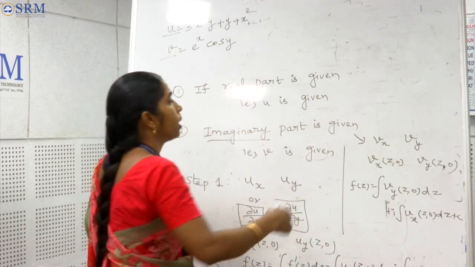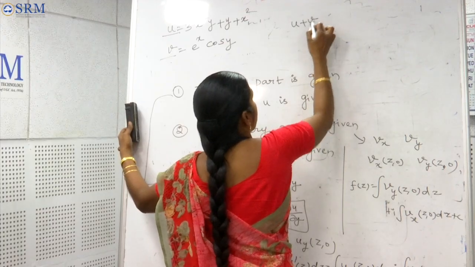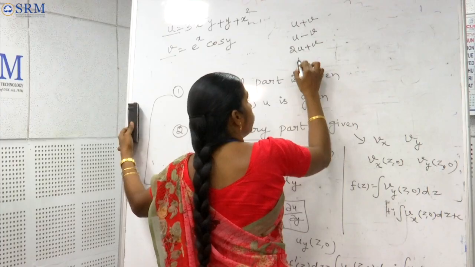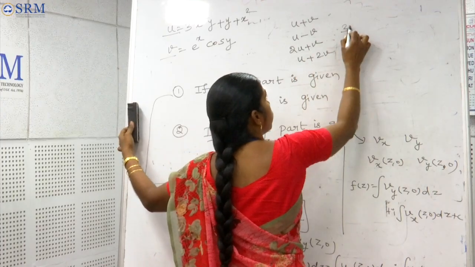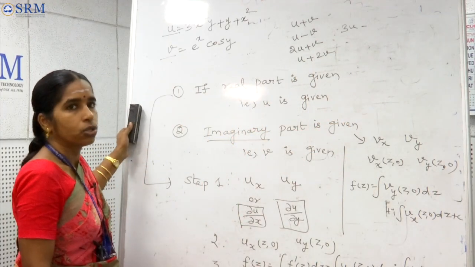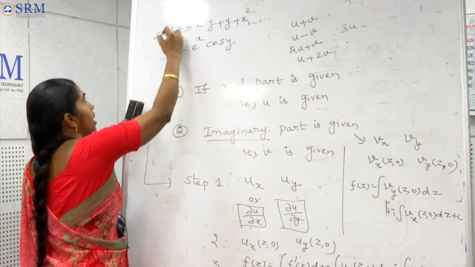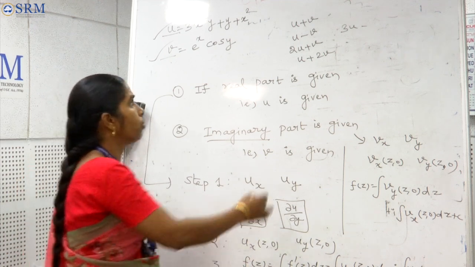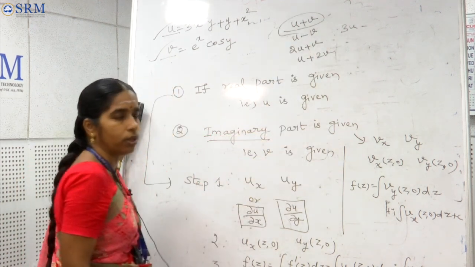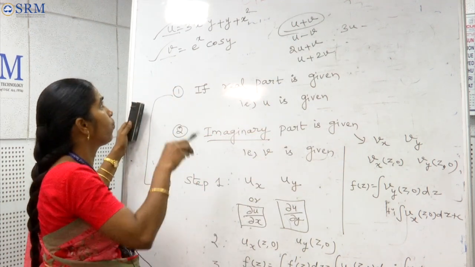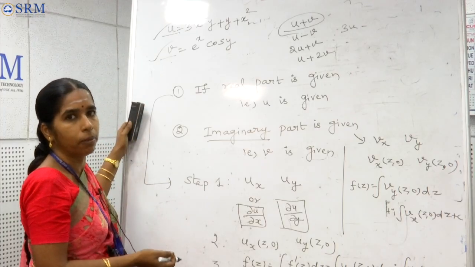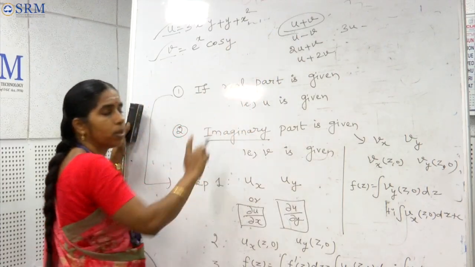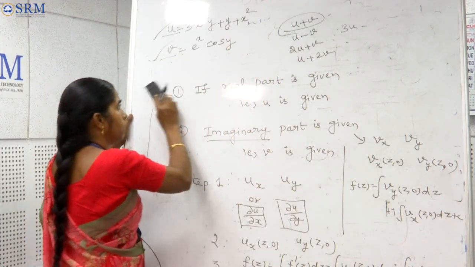A few questions are in the form of u plus v, or u minus v, or 2u plus v, or u plus 2v, or 3u, etc. So there are only three types of problem. One is a direct question, where either the real part or the imaginary part is given. The other is a few questions combined in u and v. At that time you identify which one is the real part and which is the imaginary part. First I explain the basic method. After that I explain one problem based on u plus v or u minus v.